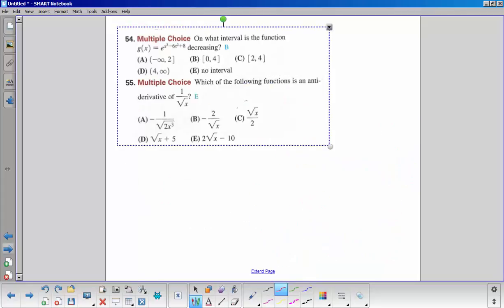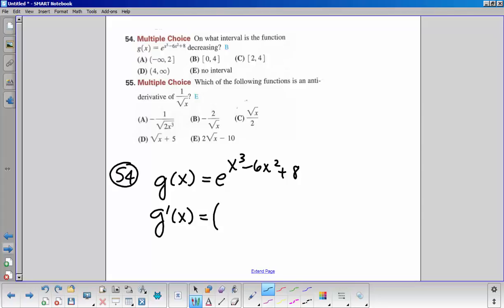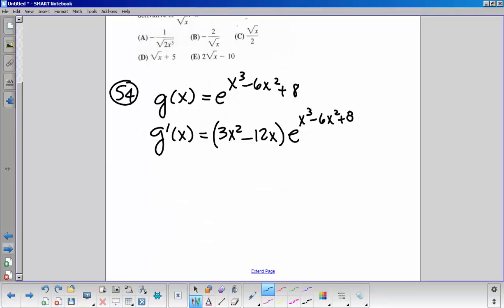54. On what interval is g of x, which is g of x equals e to the x cubed minus 6x squared plus 8, and that's all elevated, okay? When is it decreasing? Well, how do I find out about increasing and decreasing? Sign bar. G prime, which is the derivative of e to the f of x. Oh, so it's f prime up here. What's the derivative of that? 3x squared minus 12x times e to the x cubed minus 6x squared plus 8. Now, e to the anything is never 0 and always positive.